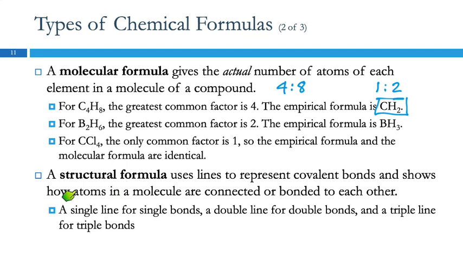A structural formula is going to tell us about the structure. It's going to tell us, well, how are those atoms connected and what kind of bonds are connecting them? So it uses lines to represent covalent bonds. We use a single line for a single bond, a double line for a double bond, and a triple line for a triple bond.